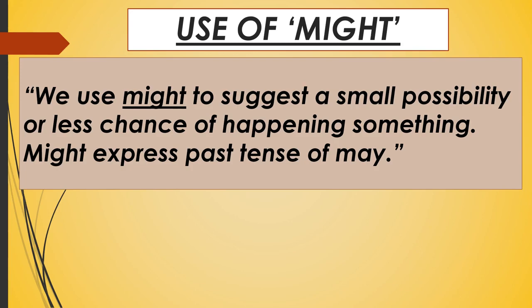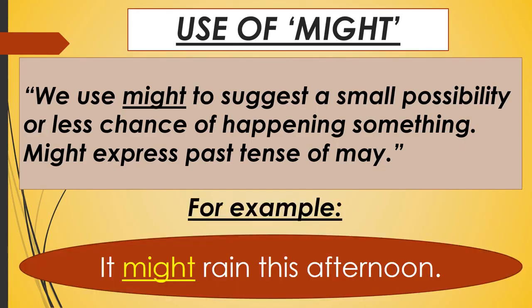I repeat it again. We use might to suggest a small possibility or less chance of happening something. Might expresses the past tense of may. For example, it might rain this afternoon. So here it is showing a small possibility or less chance of happening something.